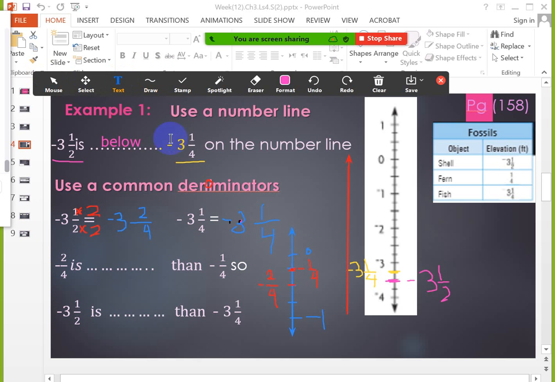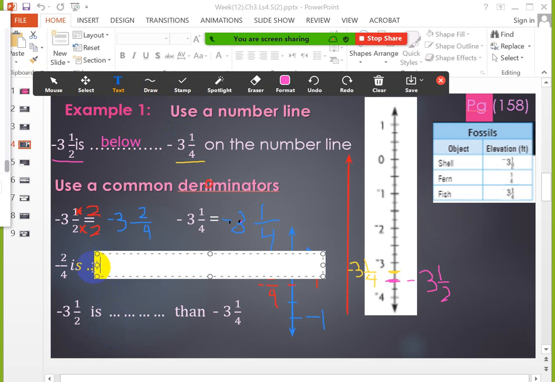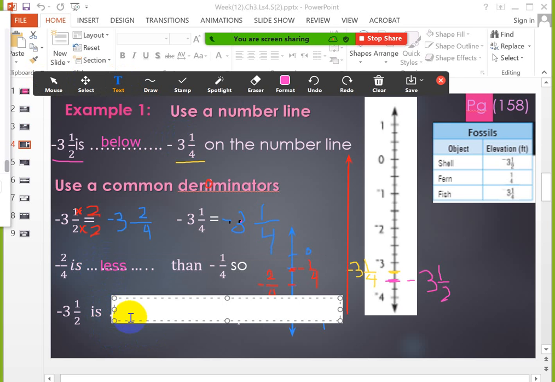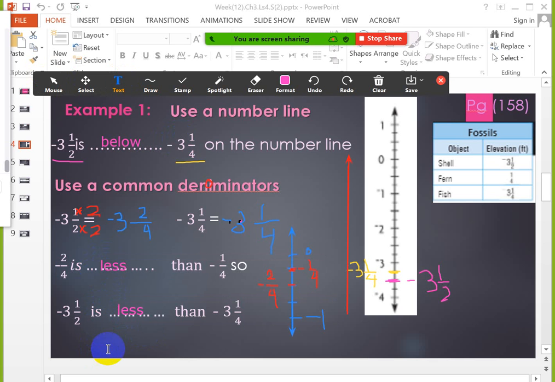So I can choose any way I want. You can choose the number line, or you can compare using common denominators. Of course, I prefer the number line, girls. Don't use common denominators or place value. All the time use the number line. It's the easiest choice for you.